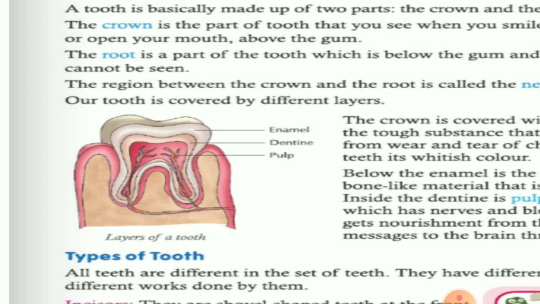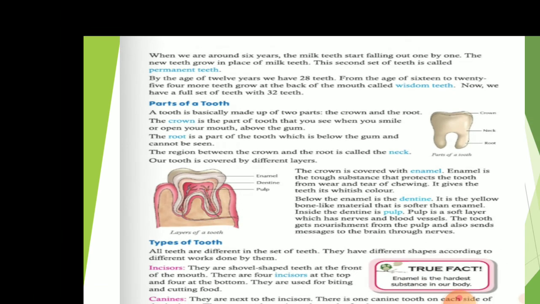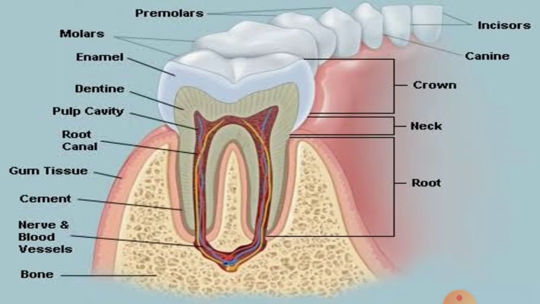The layer next to the dentine is called the pulp. Pulp is a soft layer and it is connected to nerves and blood vessels. Through these nerves and blood vessels, messages are sent from the tooth to the brain, whether we have eaten something hot or something very cold, or something very hard or soft. All kinds of messages received through the teeth are sent to the brain through these nerves connected with the pulp. So this was the basic structure of a tooth.